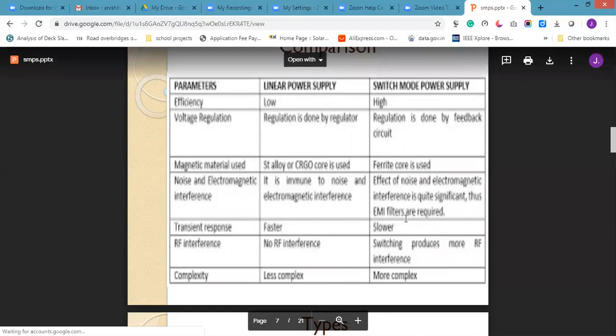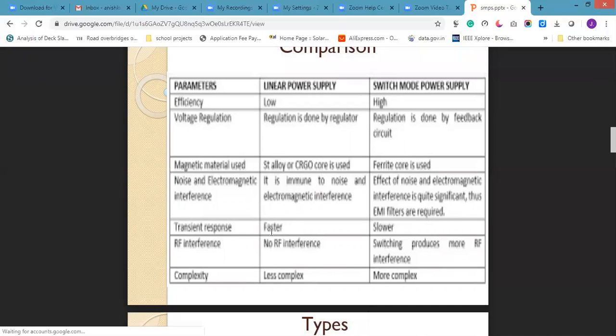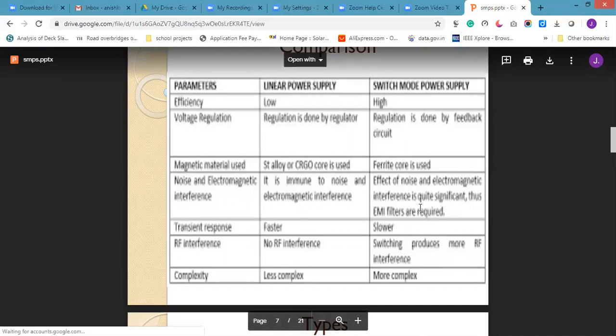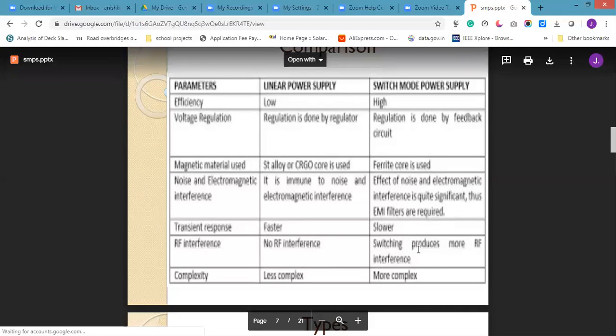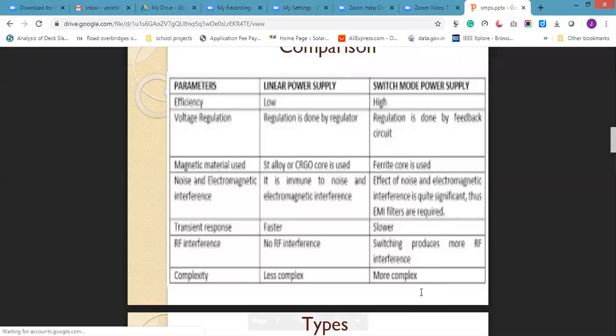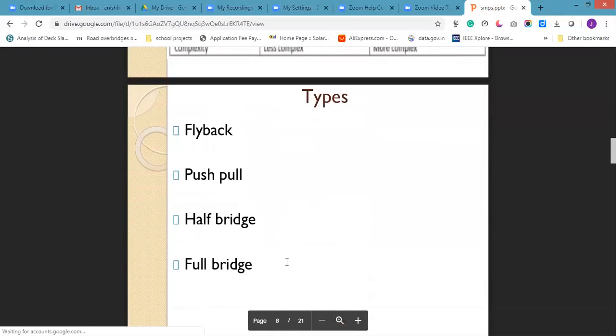Here there is more electromagnetic interference, in SMPS it is less. Here the transient response is faster, there it is slower. Radio frequency interference: none here, but in SMPS there is interference available. Here the circuit is more complex, in SMPS it is less complex.